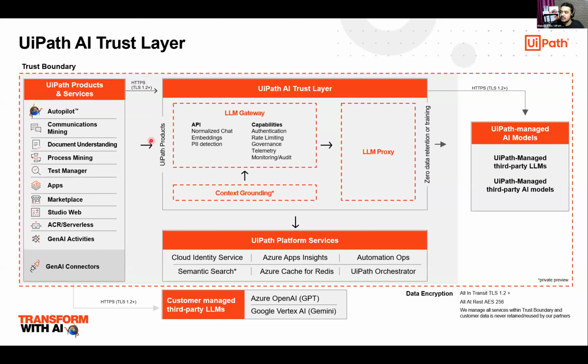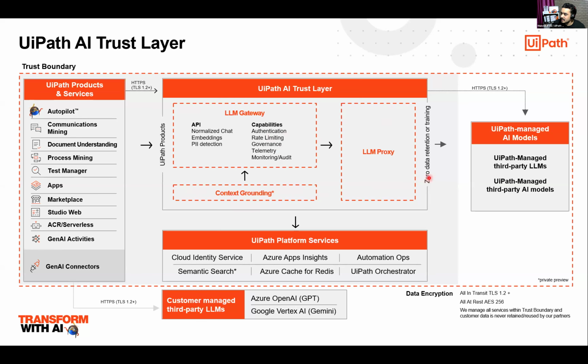And then you have something called the UiPath trust layer. It's simply like, before my data goes for any AI or anything outside my world, it is covered and secured by a trust layer provided by UiPath. So basically, if you see this red dotted line, this is the trusted boundary of UiPath, which means that all your data is encrypted. It is not leaving out, and as somebody said, it filters dangerous stuff while using AI. So how do we do that? It has normalized chat, it has embedding, it has PII detection, it has capabilities like authentication, governance, telemetry, monitoring, reading, and then here is your context grounding.